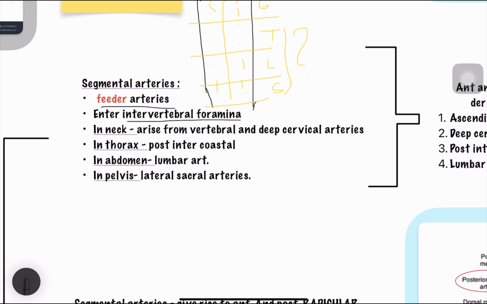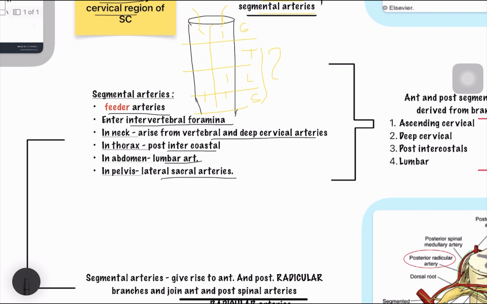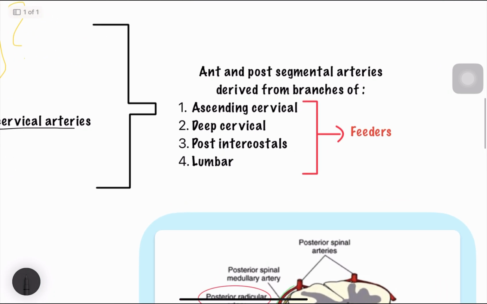They enter the intervertebral foramina. In the neck, they arise from the vertebral and deep cervical arteries. In the thorax, from the posterior intercostal arteries. In the abdomen, the lumbar arteries. And in the pelvis, the lateral sacral arteries. So the anterior and posterior segmental arteries are derived generally from four regions. These are the regions which give off the feeder arteries: anterior ascending cervical, deep cervical, posterior intercostals, and lumbar.